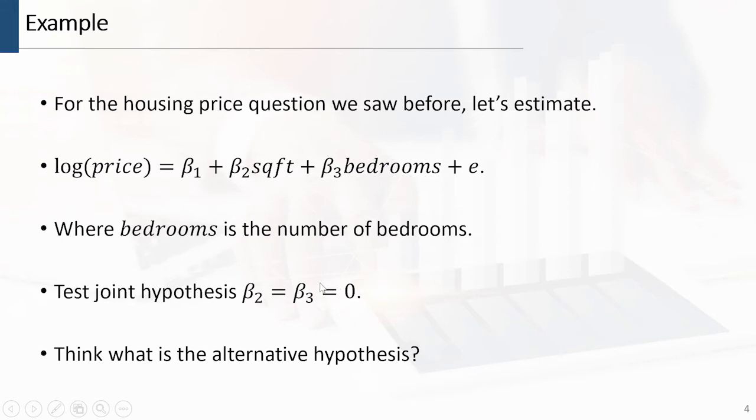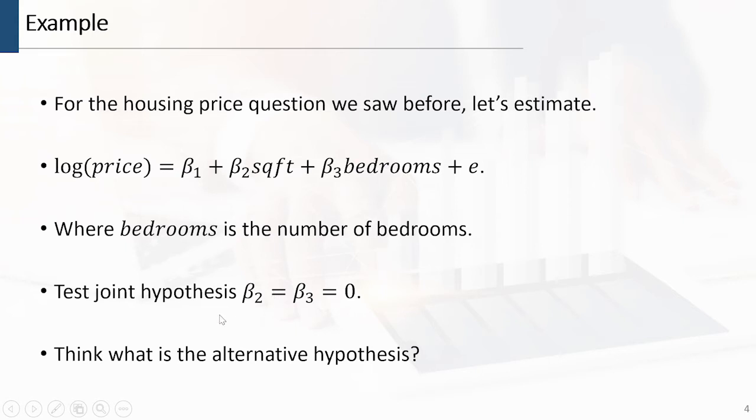Remember in lecture 3, when we had hypothesis testing, it was a single one. So it's either beta 2 is equal to 0 or beta 3 is equal to 0, but not both. But when you do a joint hypothesis test, it means that you have multiple equations or multiple restrictions on your model.